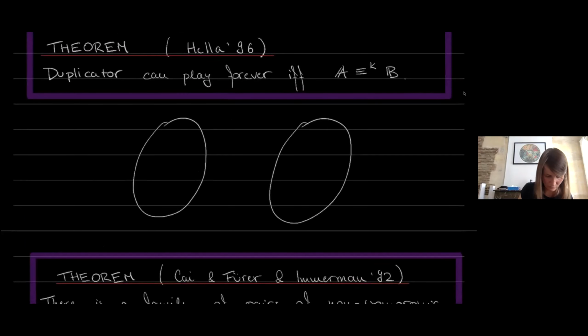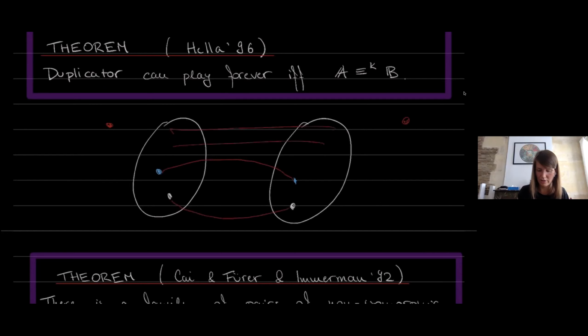So suppose that we have some pebbles here, and you have corresponding pebbles. Let's draw them like that. Then there are some more elements in the structures. Let's say that spoiler chooses those two pebbles, so this is as if he would just take them from the board. Then duplicator has to respond with a bijection, but this bijection has to respect what is already on the board. So this has to be assigned to this, this has to be assigned to this, and then anything is allowed.